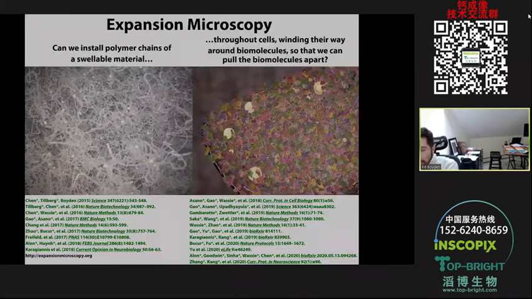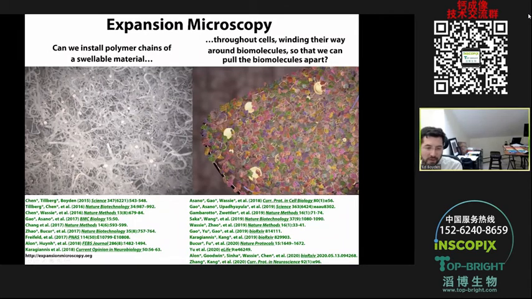So starting about 8 years ago now, and then we published the first paper on this about 5 years ago, we decided, what if we could, instead of zooming in with a lens, we could physically magnify objects? And so we call this expansion microscopy.